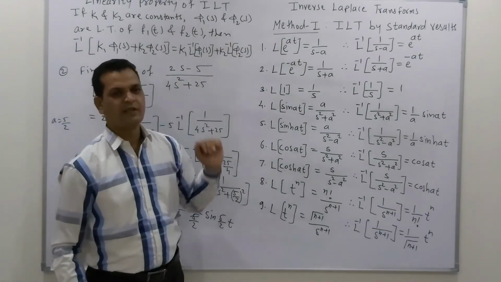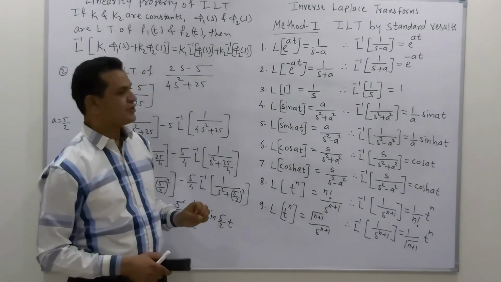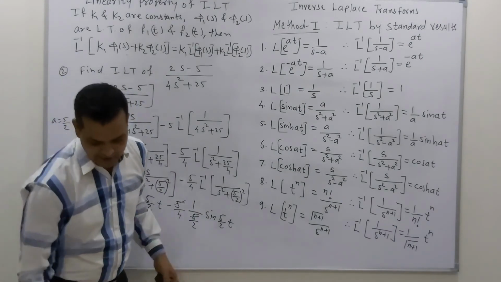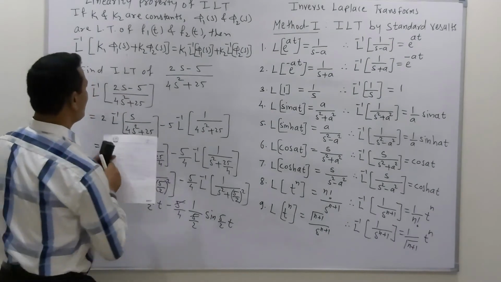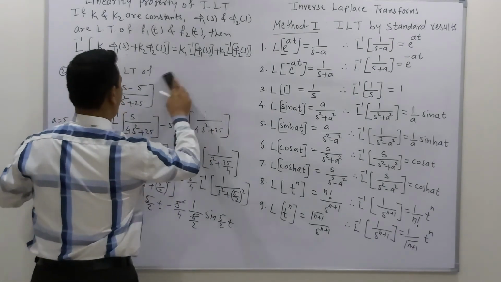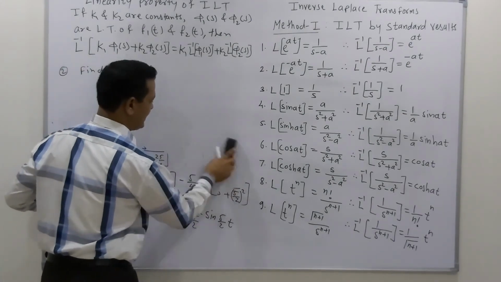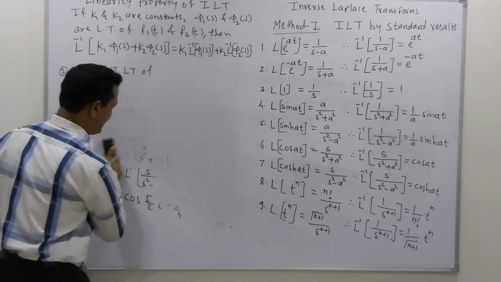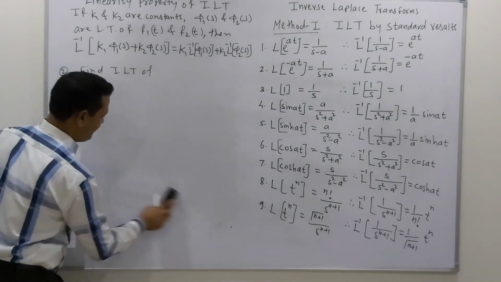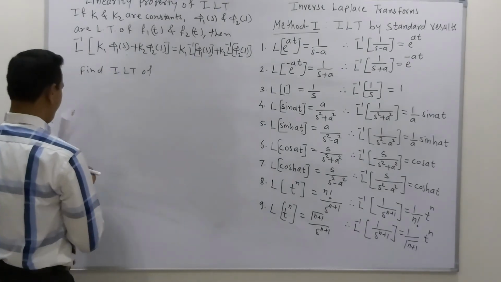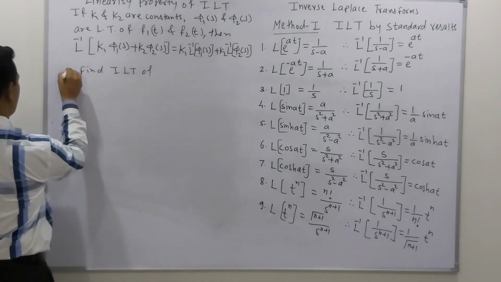So this is the first method for finding inverse Laplace transformation by standard result. For your better understanding, let's take some more examples based on this method, which is called inverse Laplace transformation by standard result. Now let's take the fourth example. So this is our fourth example. Let's discuss example number 4.